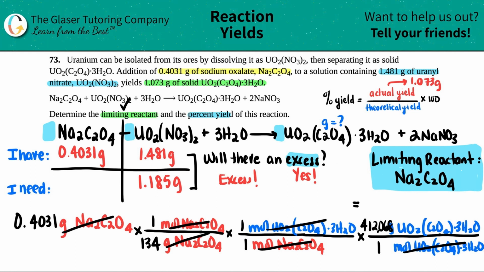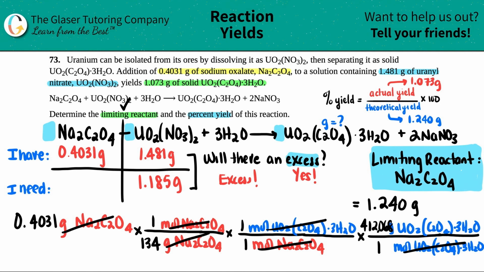I'll just put this answer at the top here, okay? So let's just do this: 0.4031 divided by 134, and then times by that. So I get roughly 1.23, we'll say 1.240 grams of the hydrate. Okay, that's the theoretical yield. So that is the answer to the bottom number. That's how much you would have produced without any error in the laboratory.